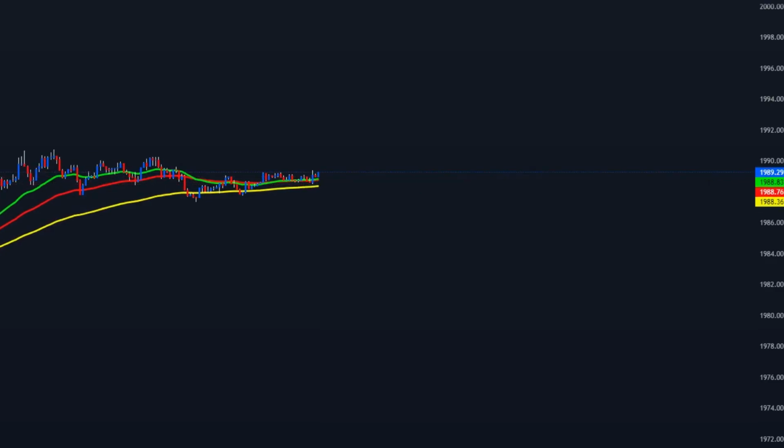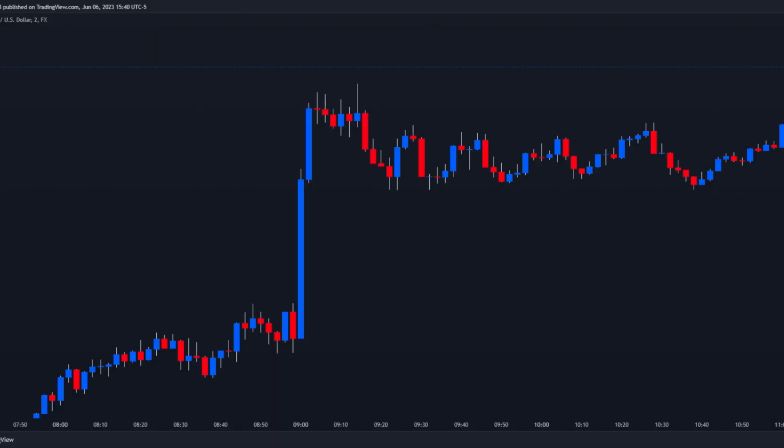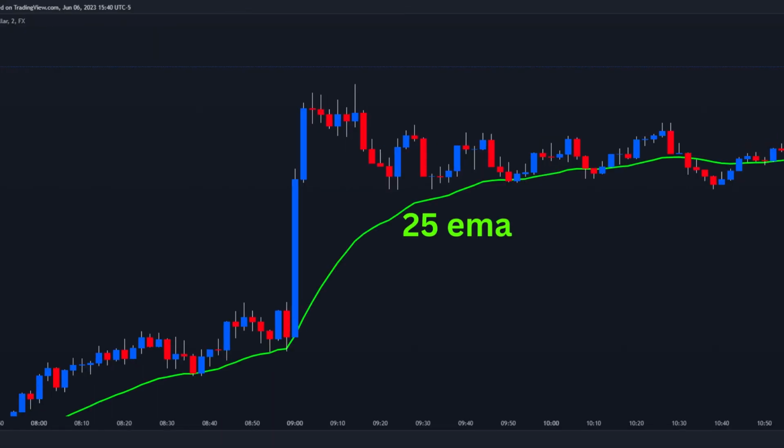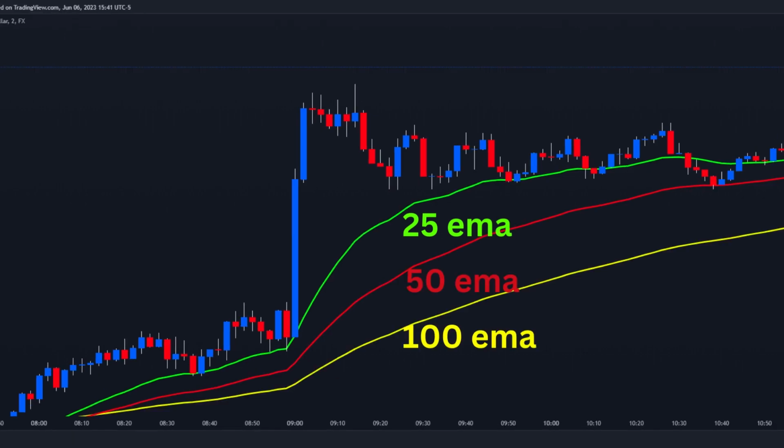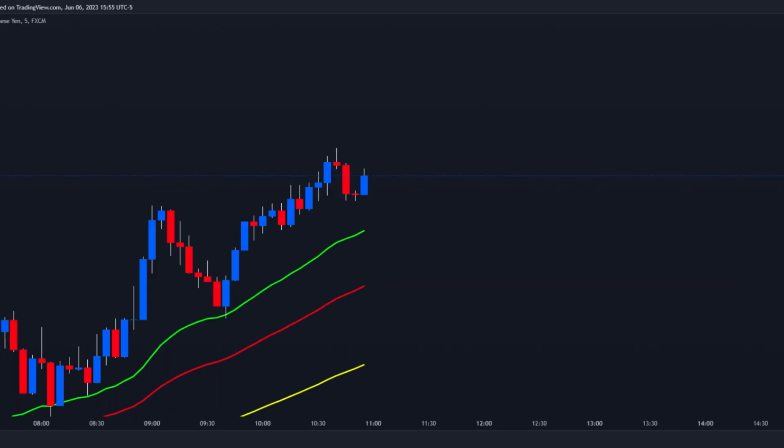For this scalping strategy, I'm using three types of exponential moving averages, the 25, 50, and 100 period. And I'm going to be using the 5-minute time frame. So, this is how the strategy works.